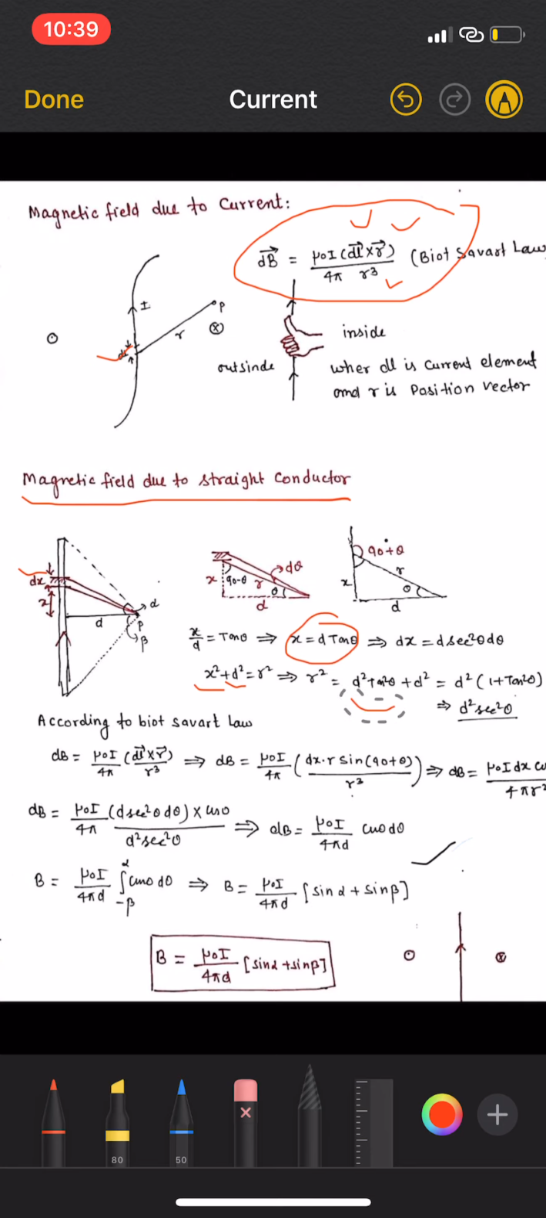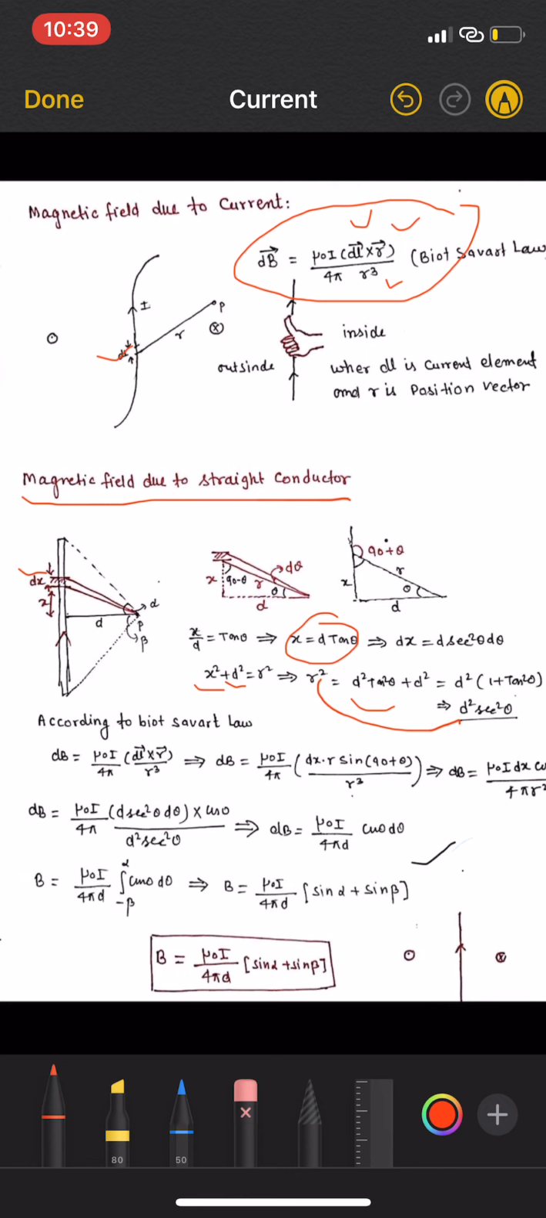Now I can take d square common, and we know 1 plus tan square theta is equal to sec square theta. So what I got, r square is equal to d square sec square theta.